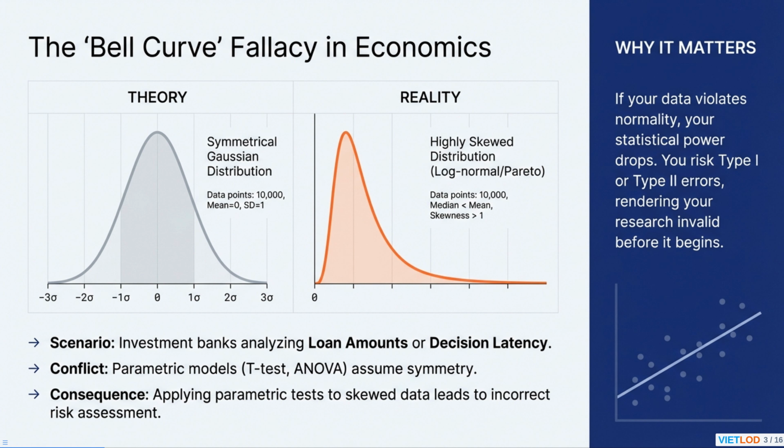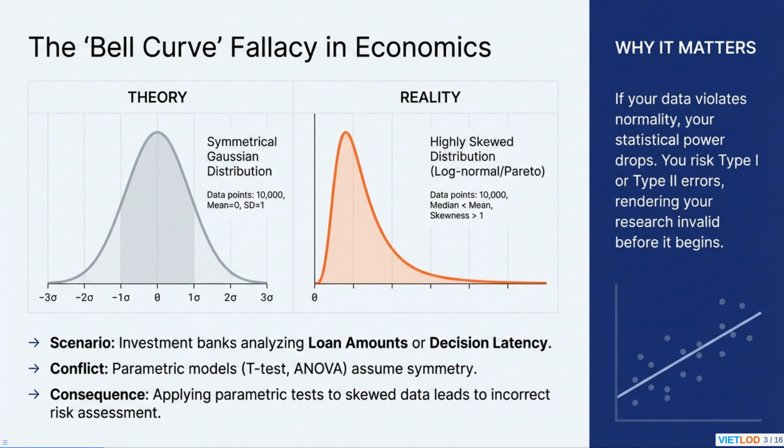In statistical theory, we often idealize data as following a perfect symmetrical Gaussian distribution, famously known as the bell curve. This theoretical normality is the foundation for many powerful parametric tests. However, when we look at real-world economic data, such as loan amounts or the time taken for decisions, the reality is often quite different. This data tends to be highly skewed, not symmetrical, frequently resembling log-normal or Pareto distributions.